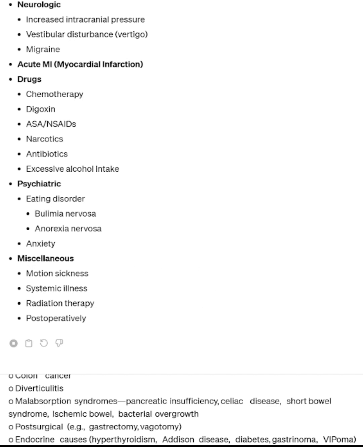vestibular disturbance, vertigo, migraine, acute MI, myocardial infarction. Drugs: chemotherapy, digoxin, ASA, NSAIDs, narcotics, antibiotics, excessive alcohol intake. Psychiatric: eating disorder, bulimia nervosa, anorexia nervosa, anxiety. Miscellaneous: motion sickness, systemic illness, radiation therapy, postoperatively.